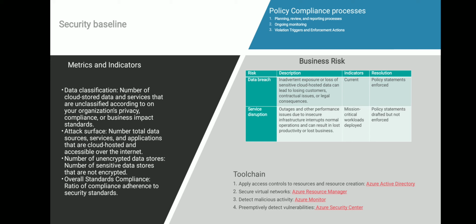Similarly, you have to have services and applications that are cloud hosted and accessible over the internet. That's very important. All the applications which are being accessed from the cloud, and the data sources, are the attack surfaces and prone to attack. So you have to have clear listings, as well as how you have defined the security and other architecture definitions. Then the number of unencrypted data sources, and overall standards compliance, like the ratio of compliance adherence to security standards.